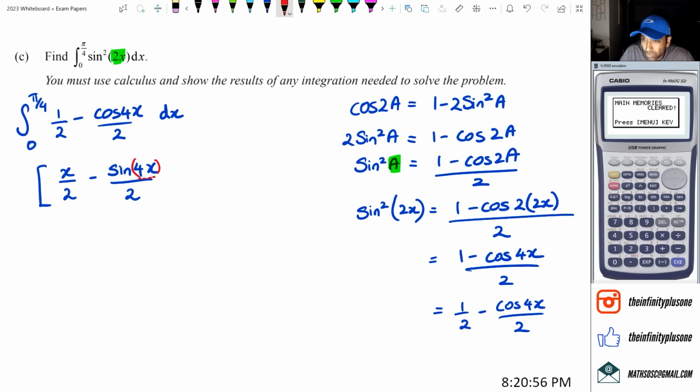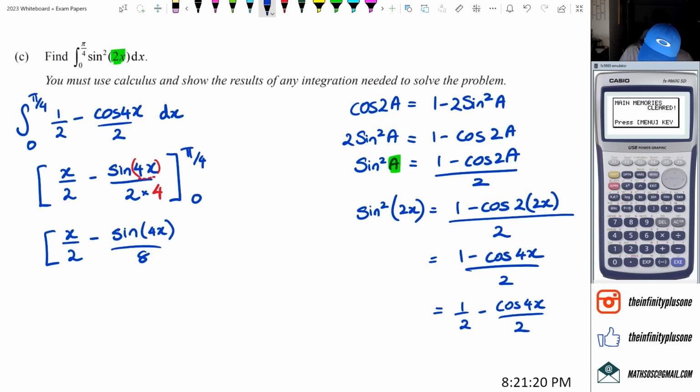So the differentiation of 4x is 4. So I've got to divide this by 4. So I've got to remember to put a little multiplication sign there. And that's basically it. And this is between pi over 4 and 0. So looking at it further, I'm going to go x over 2 minus sine 4x over 8, from 0 to pi over 4.